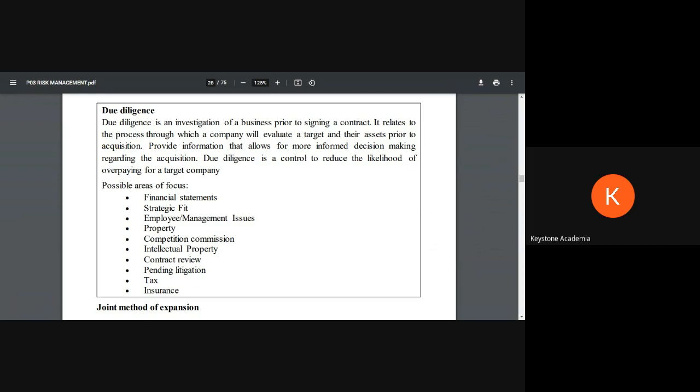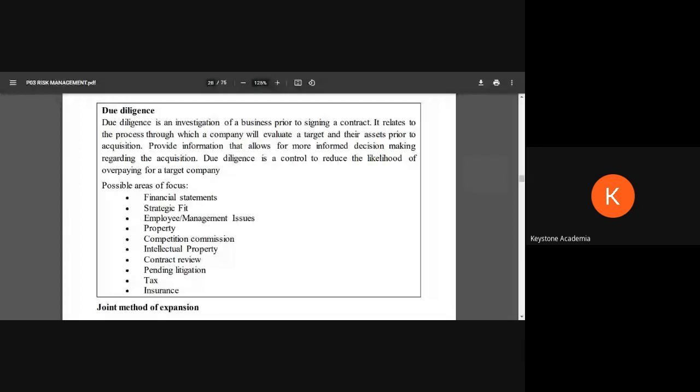It is an investigation of business prior to signing of contract. This can be in mergers, acquisition, even strategic alliance and joint partnership. You might be thinking, why in joint partnership? Because when you're signing a contract, after the contract, there will be a lot of expectation from other parties that they will do this, they will do this for us, or maybe other parties also thinking the same. So both will be just passing the ball on each other, nobody taking the responsibility. So everything should be in detail prior signing the contract.